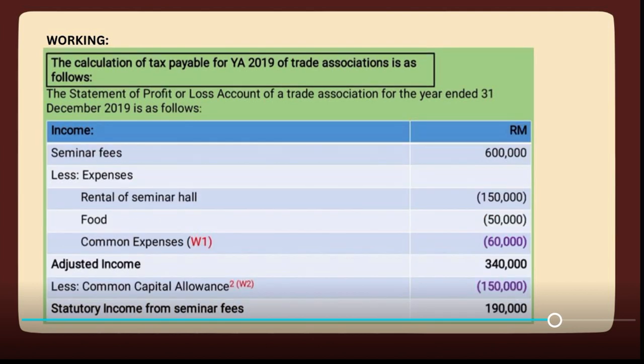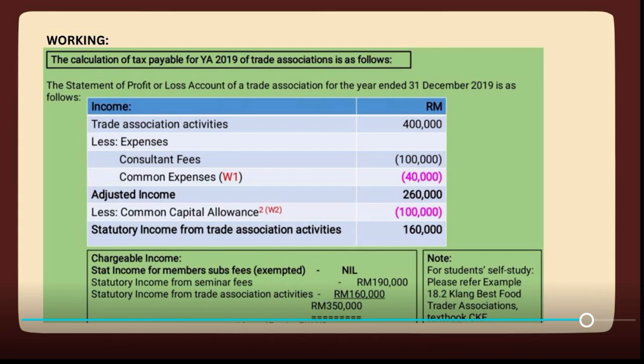For seminar fees, 600,000, you need to less expenses. For example, rental of seminar halls 150,000, foods 50,000, common expenses 60,000, and you get adjusted income 340,000. You need to less common capital allowance 150,000, and you get a statutory income from seminar fees of 190,000.